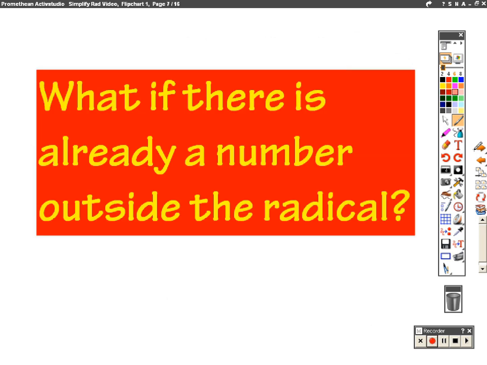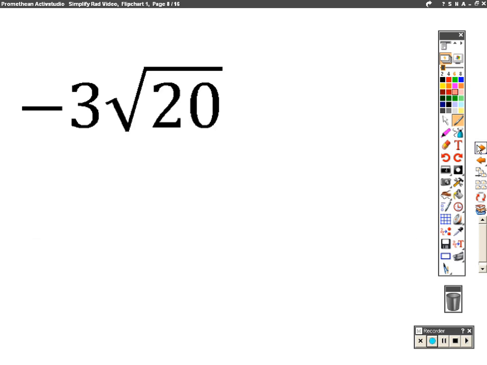So, what if there's already a number outside the radical? I think we addressed that, but I'm going to say it again because you're probably not listening. You're watching Glee or something like that.